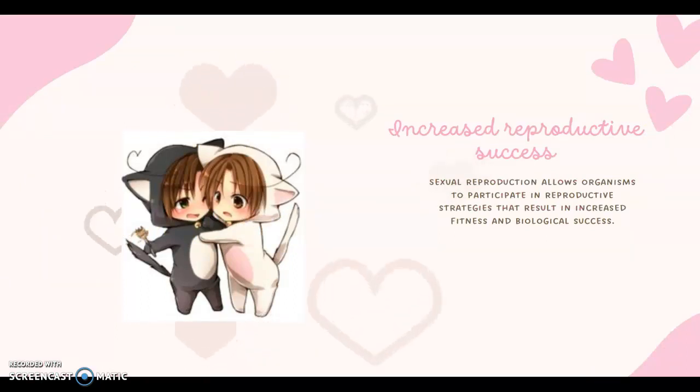Increased reproductive success. Sexual reproduction allows organisms to participate in reproductive strategies that result in increased fitness and biological success. By choosing mates with desirable traits, individuals can produce offspring with more favorable characteristics, leading to greater reproductive success over time.